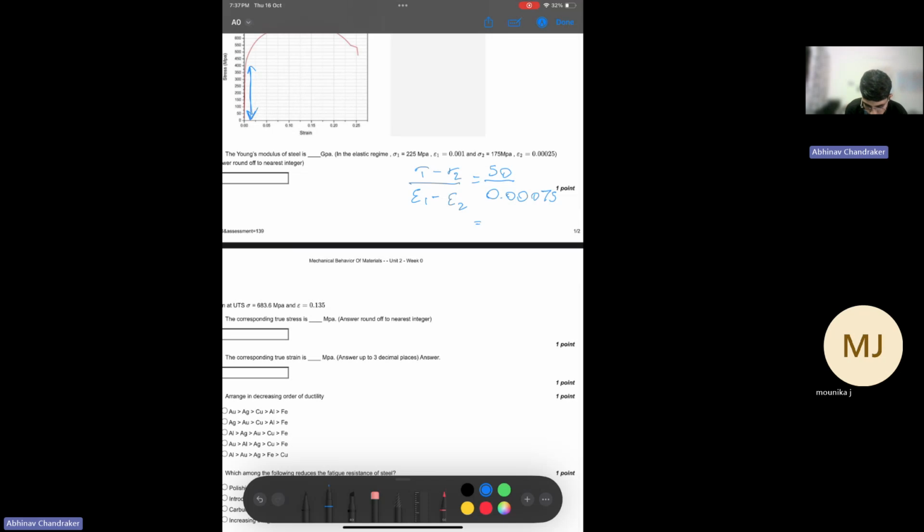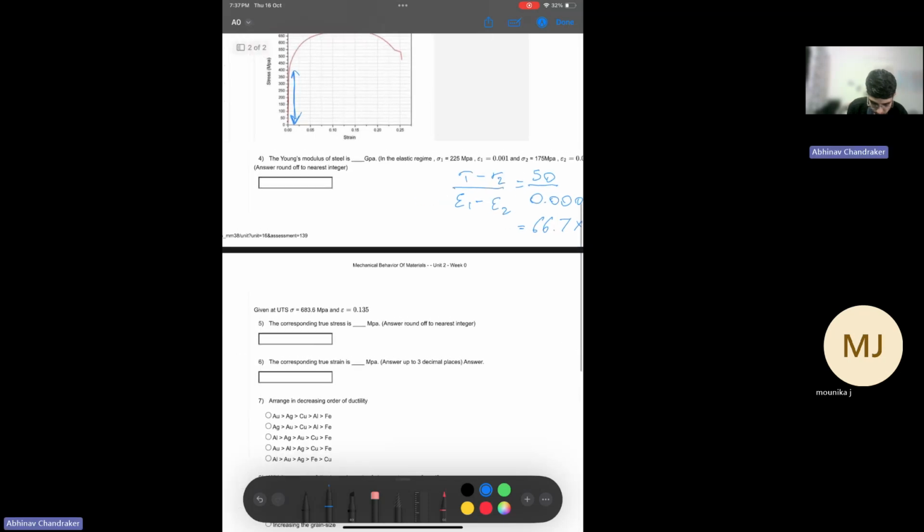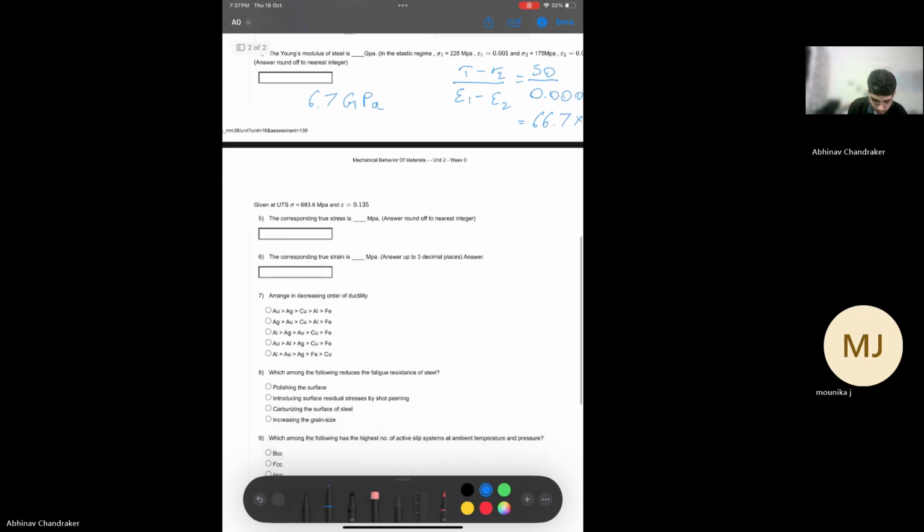This came out as 66.7 into 10 raised to 3 MPa. So it is 6.7 GPa. Sorry, 66.7 GPa is the Young's modulus.